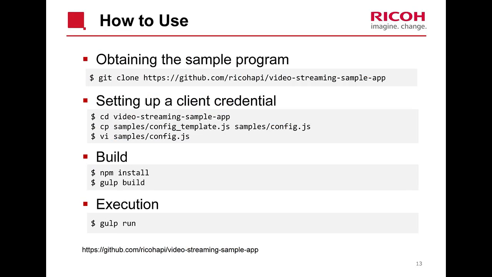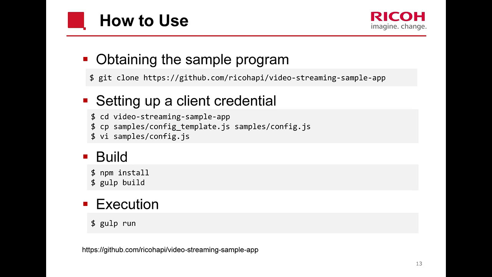Next, let me make a brief introduction to the steps to start the application we saw just now. The steps are simple. Get the source on GitHub using the git command. Then, you'll need the client credential as explained earlier. Copy config template in config.js and describe your configuration by editing it. Now you're ready to operate.